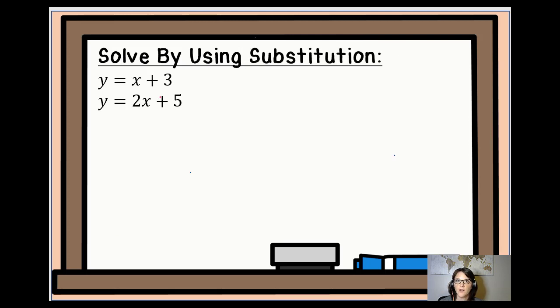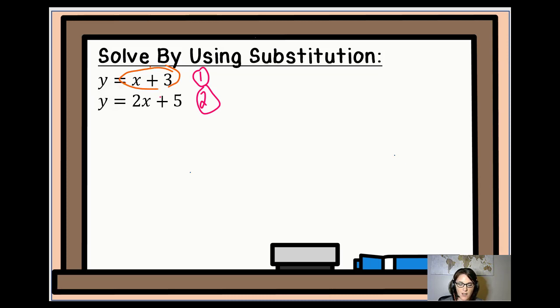The next example we are not graphing. We're going to solve by using the substitution method. So again, I'm going to start by labeling my lines 1 and 2. And right now they're both arranged in y equals mx plus b form. So what I can do, since they're both y equals and y equals, is I can actually substitute, which is why it's called substitution, or replace one of the y's with the x plus 3.